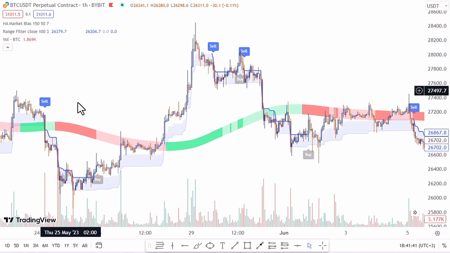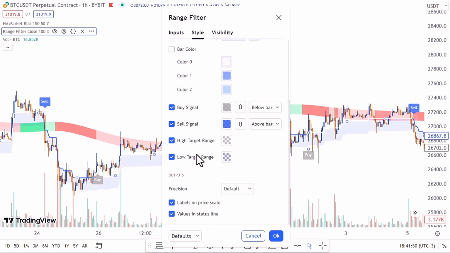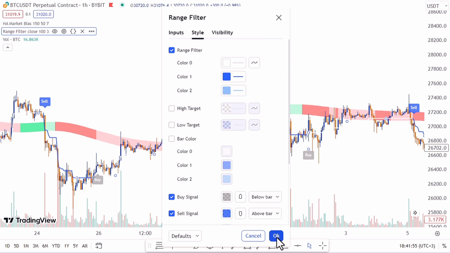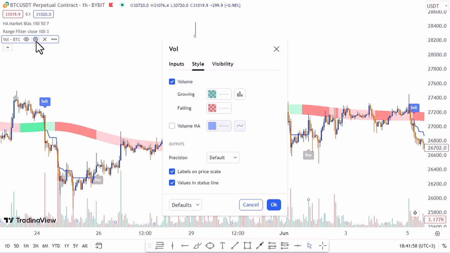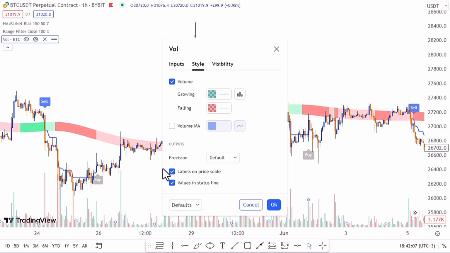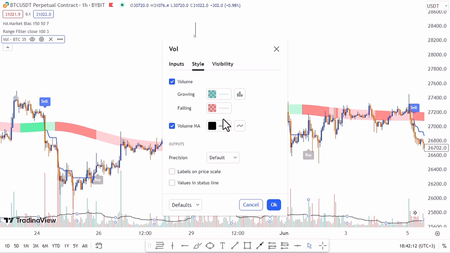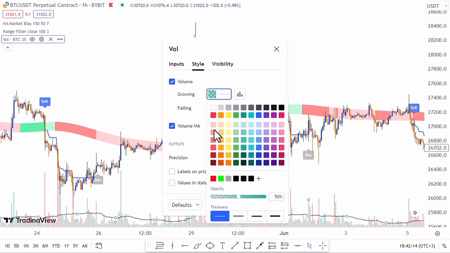Now let's change the indicator settings. First, navigate to the Range Filter indicator setting and click on the Style tab. We'll be removing the high target, low target, bar colors, and all other elements except for the buy and sell labels. Now let's head over to the Volume indicator settings, click on the Inputs tab, and here we will be changing the length of the moving average to 35. Once you have done that, click on the Style tab in order to enable moving average. Make sure also to change its color to your own taste and make it more visible to your own eyes.